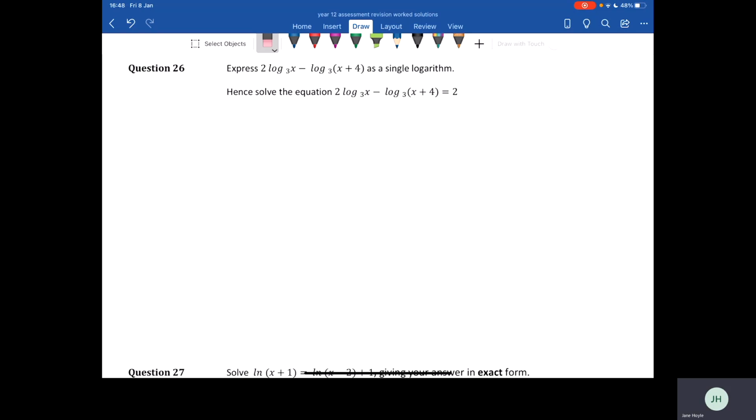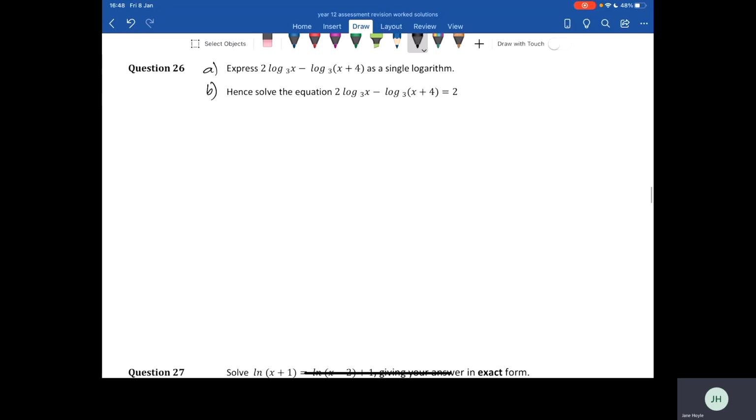Okay, so this one, the idea is actually what we've just done, and it's even giving us a hint. If you look at part B, it's asking you to solve that equation. But the deal is that we can't solve the equation until we've written it as a single logarithm. So part 1 of this question actually asks you to write it as a single logarithm, giving you really quite a nice hint there.